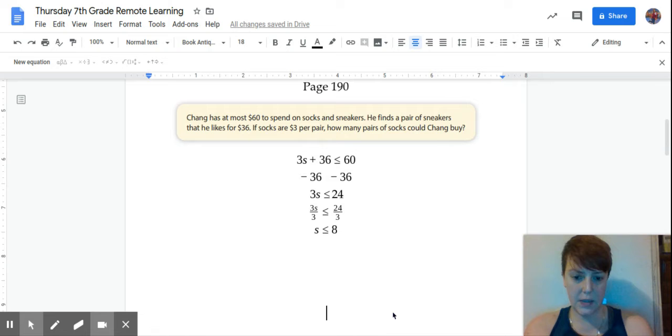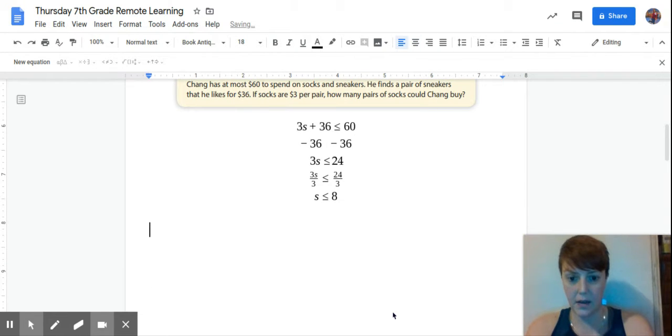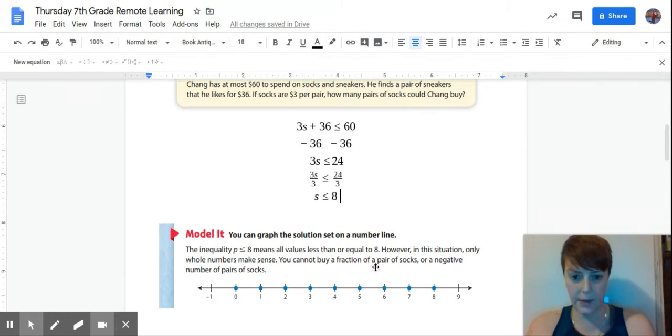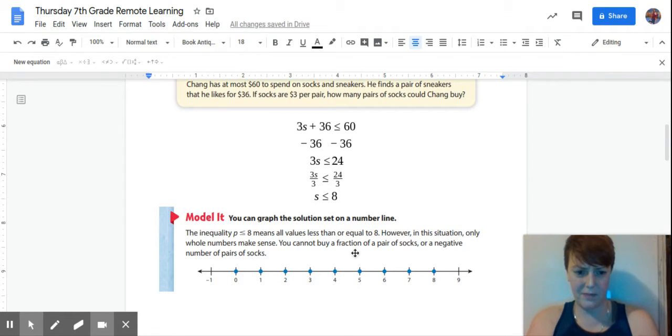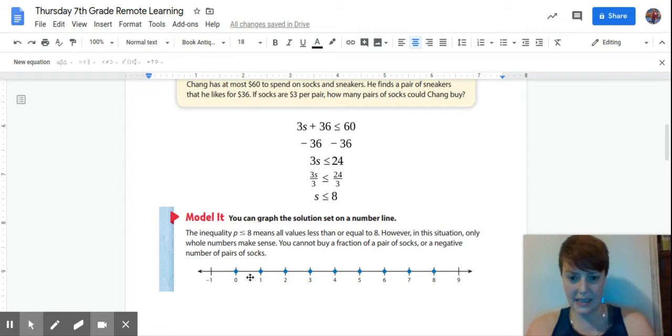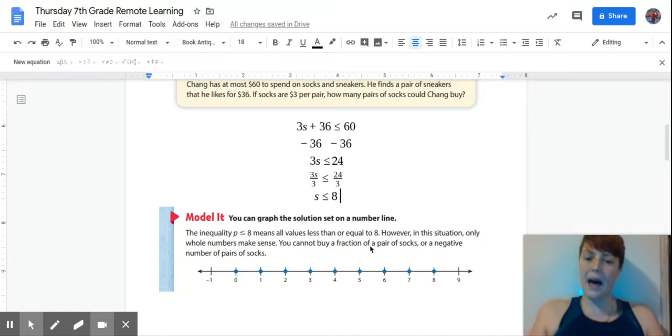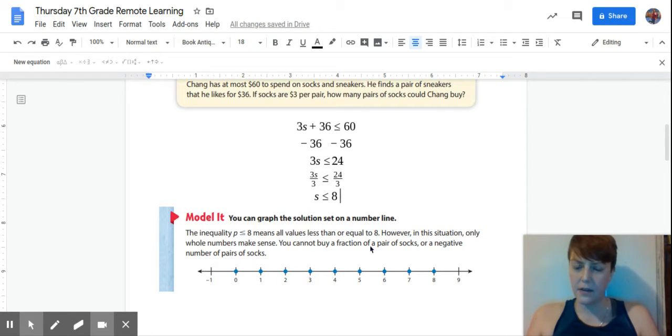Now, all this week you've been practicing graphing along with your solving here. And I'm not really entirely sure how to do that on Google Docs, whatever. But I did steal this snap from the book. And so here it says, okay, they used P as in pair of socks. The inequality P is less than or equal to 8 means all values less than or equal to 8. However, can we buy 3.25 pairs of socks?